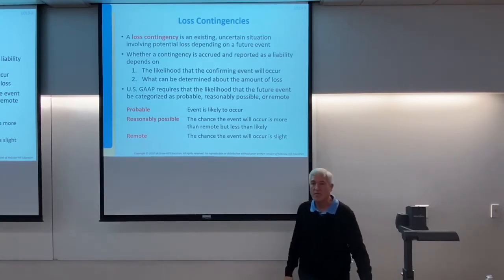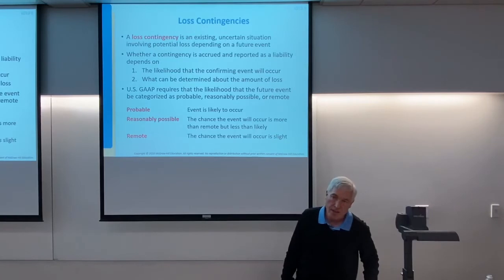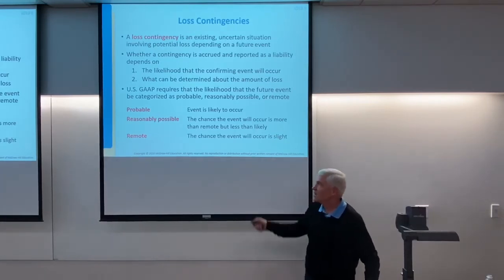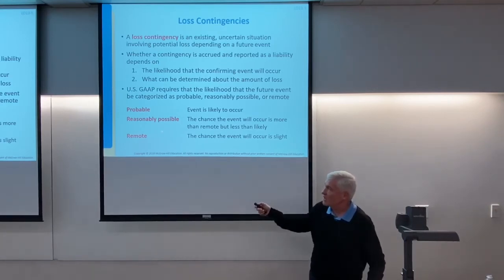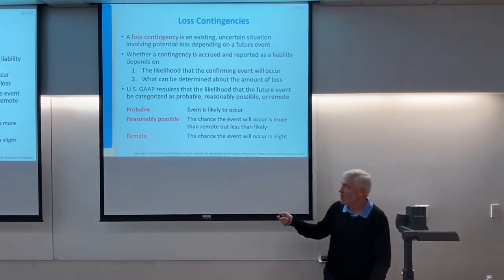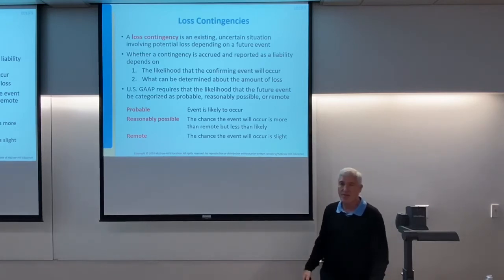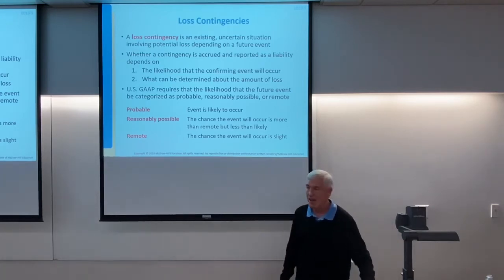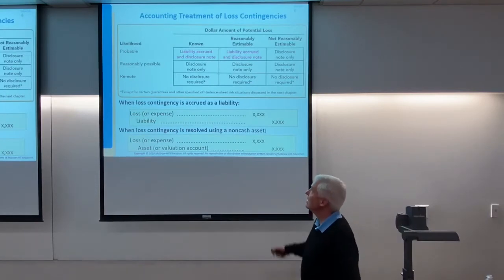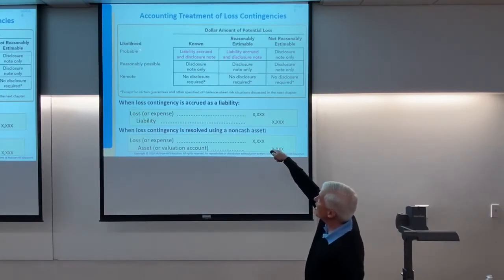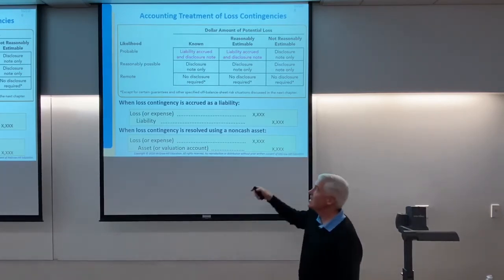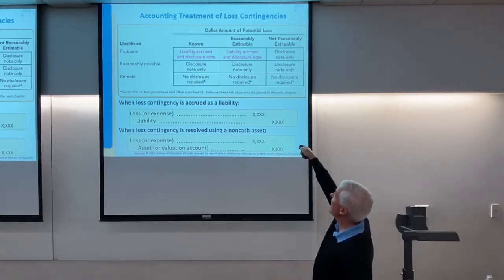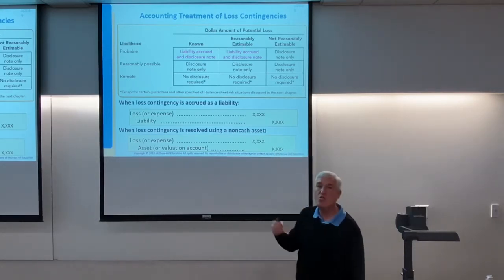The FASB does not give you percentages on this. The big 4 public accounting firms usually think of this as about 75%, and below 75% would be reasonably possible. And I think remote is something that's very, very unlikely to occur, and you'll kind of know that when you see it. And so here's the issue. When it's probable and you can estimate it, you have to record it. If it's probable and you cannot estimate it, you disclose it.